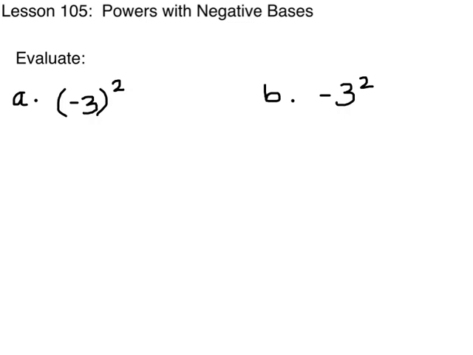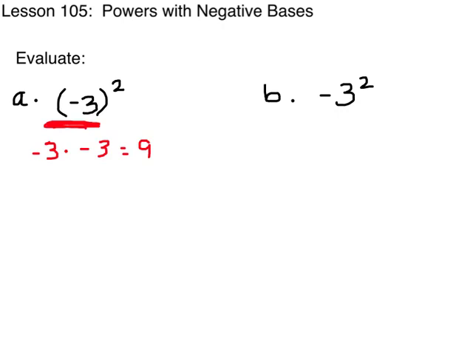What is the difference in A and B? There is only one difference, and that is the parentheses in A. That parentheses is going to make a lot of difference in our outcome. This is the reason. When we have the negative sign here with our base inside the parentheses, what this is telling us is that it is negative 3 times negative 3, which would give us an answer of positive 9. So in this case, we're going to say that this negative is protected. It's protected by the parentheses, so it's going to multiply right along with the 3 every time.